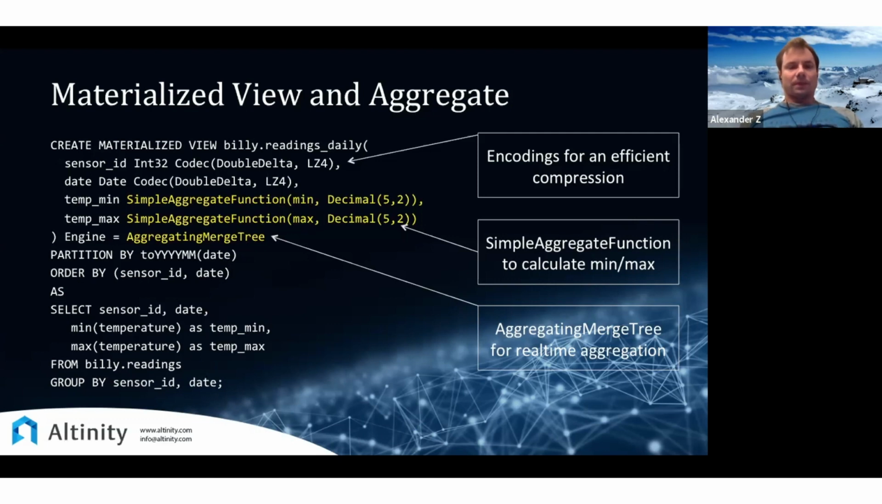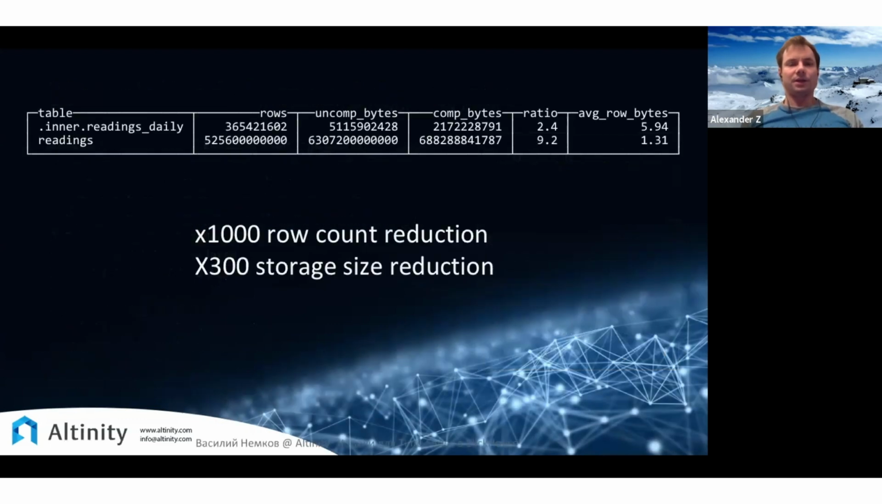So what it does for us is data reduction. If we look into row counts and size statistics one more time, we can see that we have a 1,000 times row count reduction when we move to the materialized view, and 300 times storage size reduction. Why? Because we actually aggregated by days, and this is sufficient for the use case that ScyllaDB suggested.